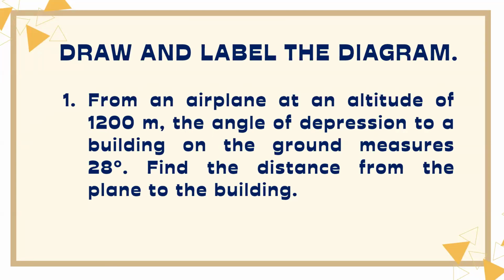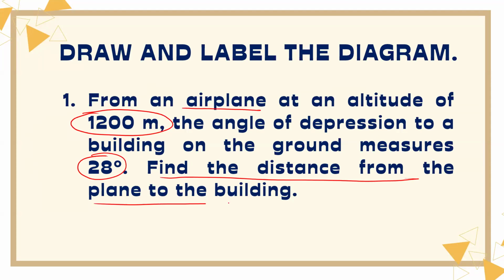From an airplane at an altitude of 1,200 meters, the angle of depression to a building on the ground measures 28 degrees. Find the distance from the plane to the building. So let's identify the given information first. There's an airplane at an altitude of 1,200 meters. What do you mean by altitude? That's the height, the distance of the airplane from the ground. Okay, so you're looking up to the airplane, and then the angle of depression to a building from the airplane is 28 degrees. So the question is, find the distance from the plane to the building.